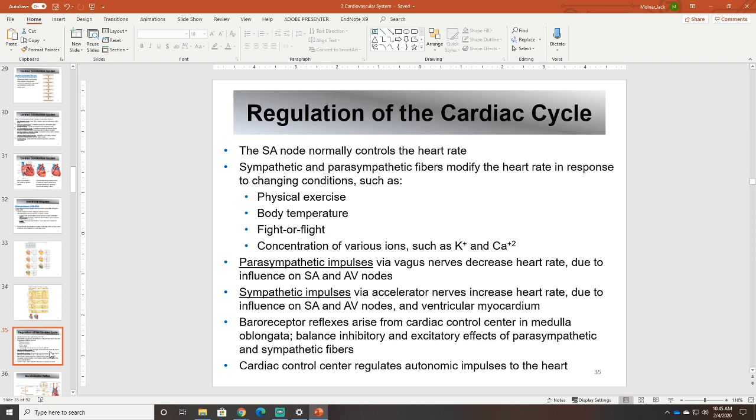Now, as we said, the SA node is the pacemaker of the heart. It controls contraction in the heart, controls the heart rate. The brain does not tell the heart to beat. However, it does tell the heart to speed up or slow down.